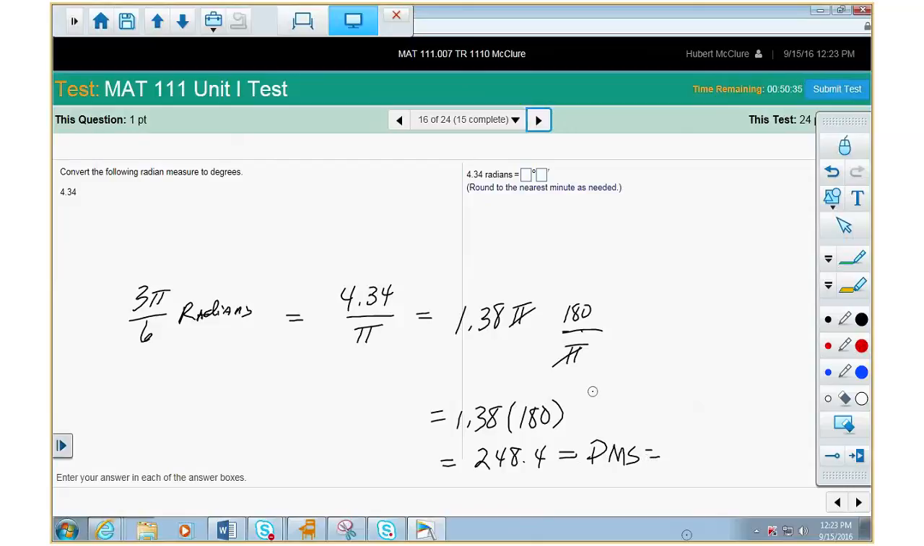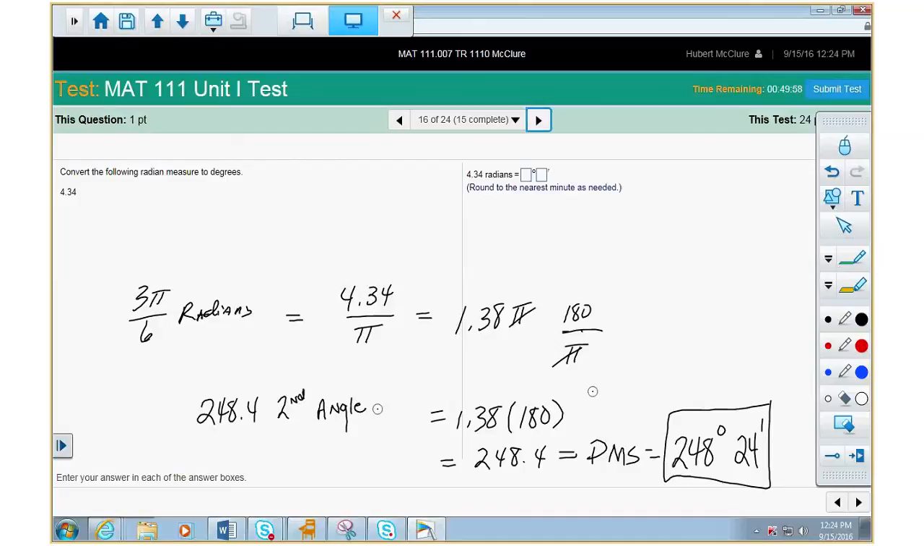I'm sorry, what? Okay, I heard 248. 248 degrees. How many minutes? 24. Now that's what I come up with, but this question is kind of misleading. Huh? Changing it to degrees, minutes, and seconds, you type 248.4, and where is it? Second angle. Somebody help me out. And then you go down and you hit degrees, minutes, and seconds, and then minute.